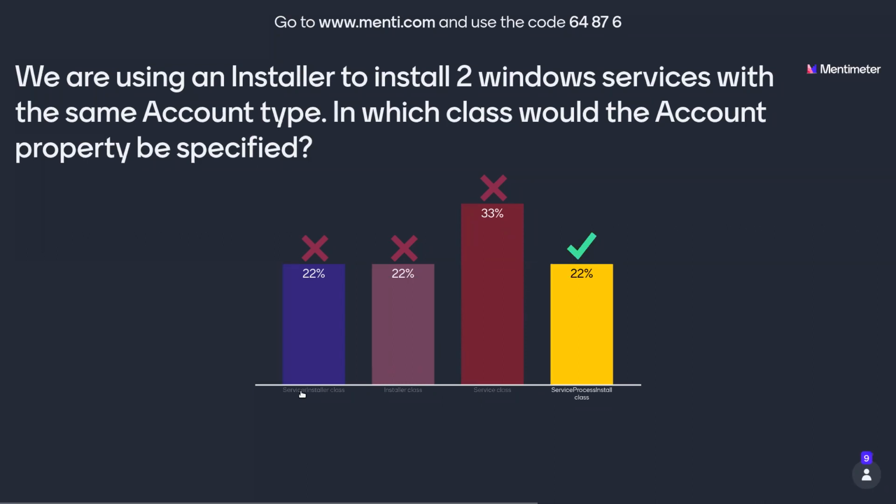The service installer will hold things that are specific to each of the services. The service process installer will hold things that are specific to the entire app, so both services in this case. There could be 3 or 4 or 5 services, in which case the service process installer has information like the account type that is for all of the services we're installing. And the service installer class has things that are specific to each of the 5 or 2 or 3 services we're installing. So that's the distinction you must remember.